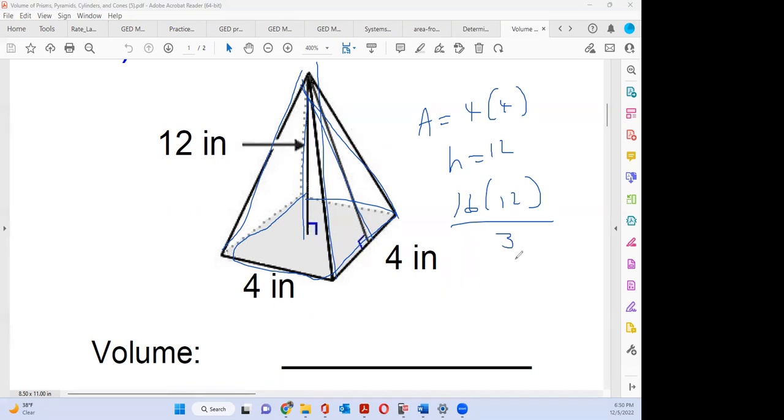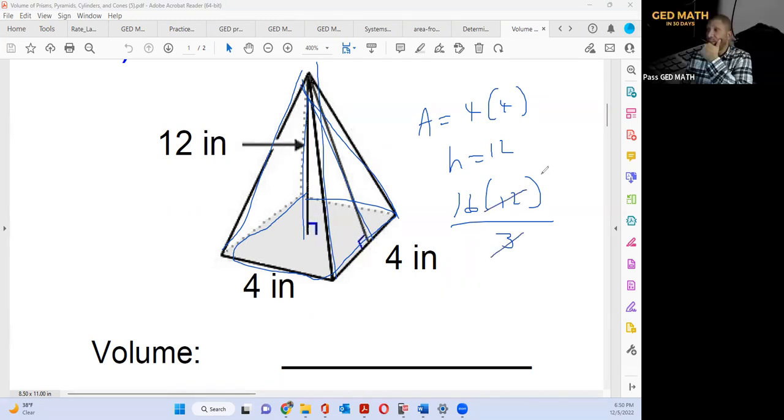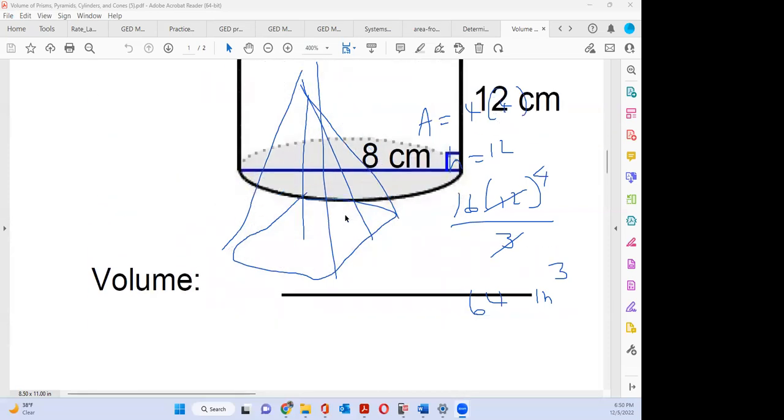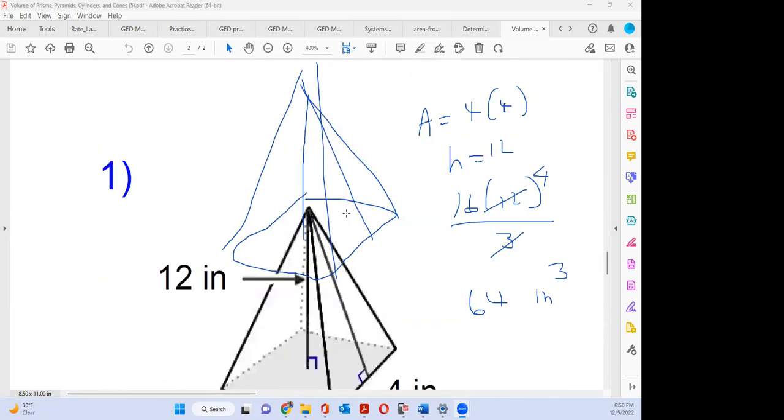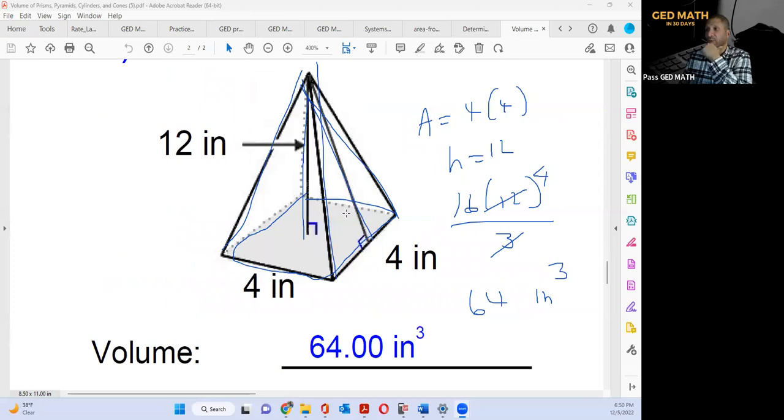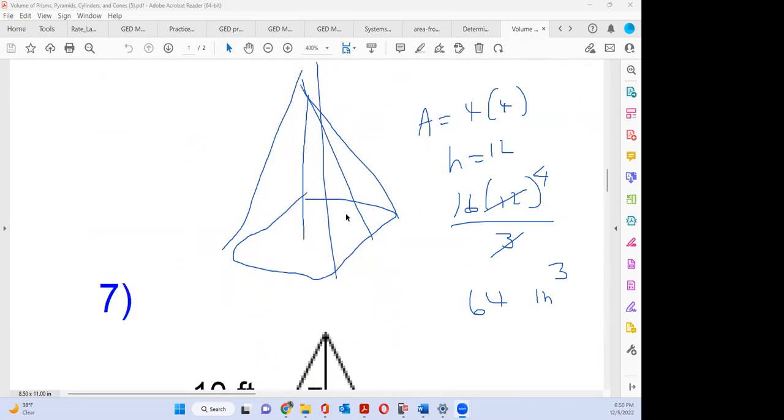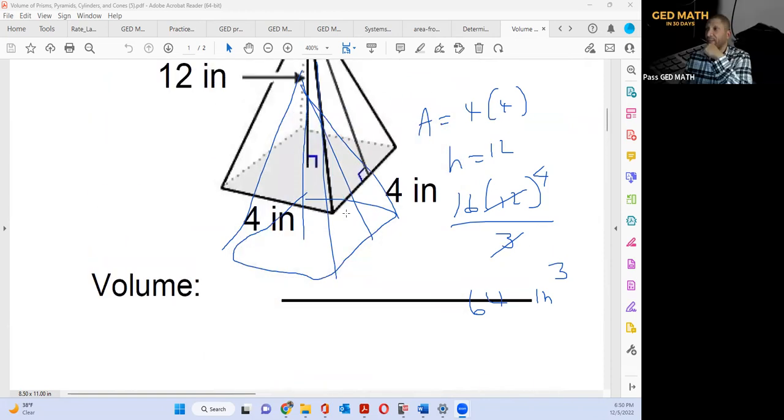So 3 going into 3 one time, 3 going into 12, 4. 4 times 10 is 40. 4 times 6 is 24. 64 inches cubed. Let's check it. Boom. That's number 1. 64. Bang. 64. Stop playing. Come on, Mr. Tinsley, it can't be that easy.